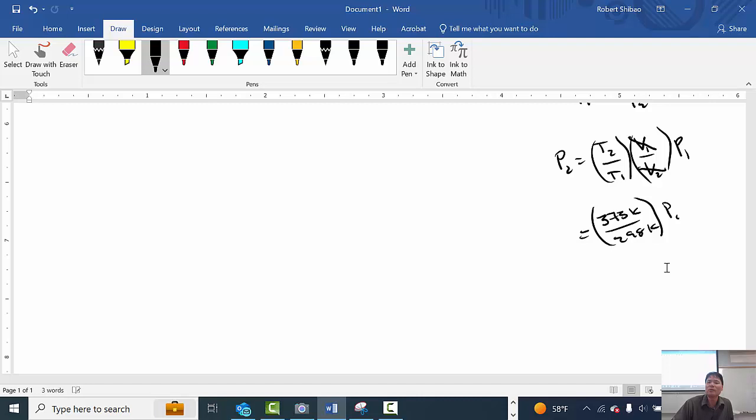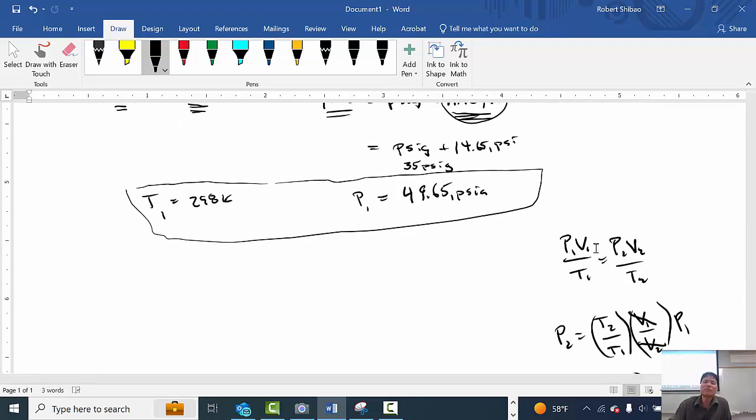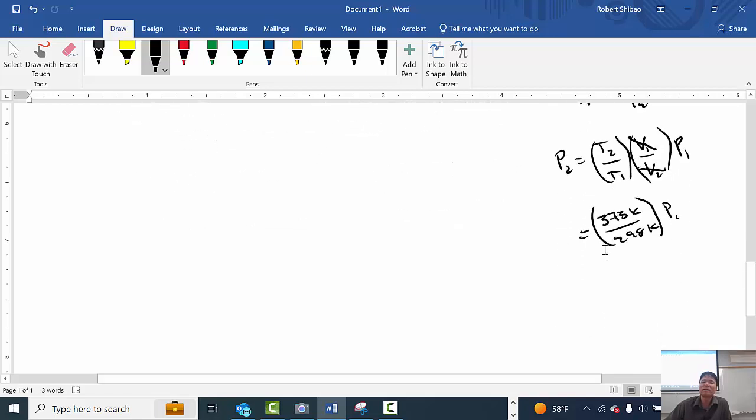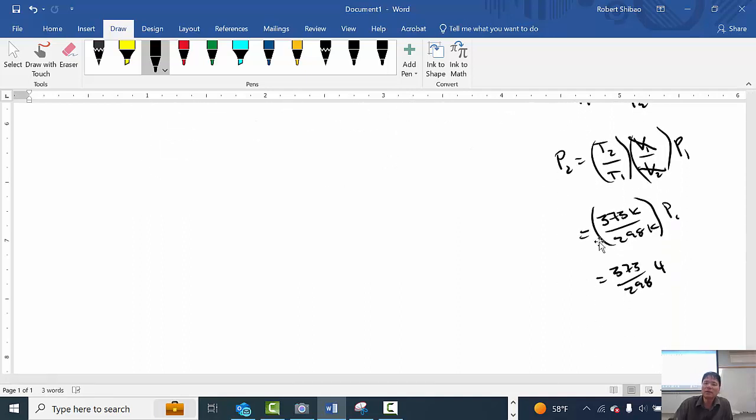And this is going to be P times P1. Well, we just calculated P1 in absolute. P1 in absolute is going to be 49.651. And so this is going to be 373, the Kelvin cancels, over 298 times 49.651 PSI. This is PSIA.